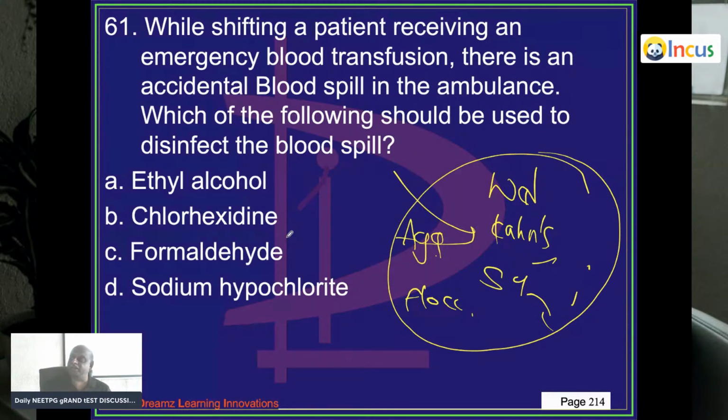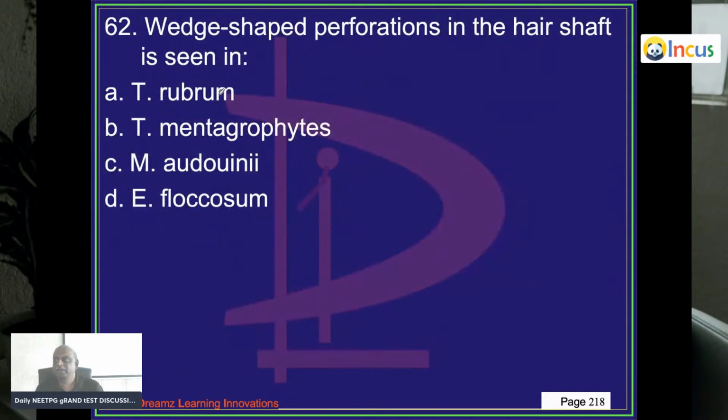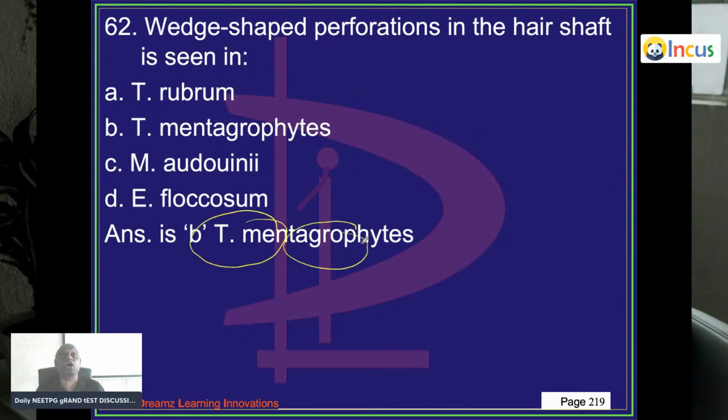While shifting a patient receiving an emergency blood transfusion, there is an accidental blood spill. How do you disinfect it? Sodium hypochlorite. Wedge-shaped perforations in hair shaft are seen in mentagrophytes.